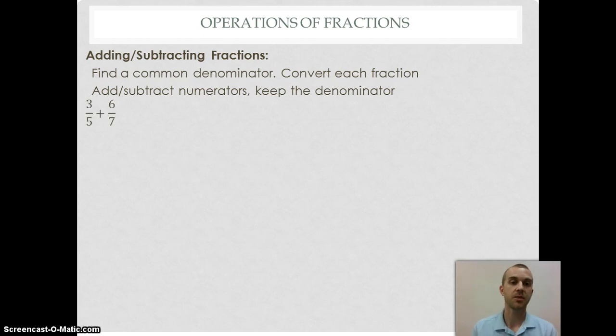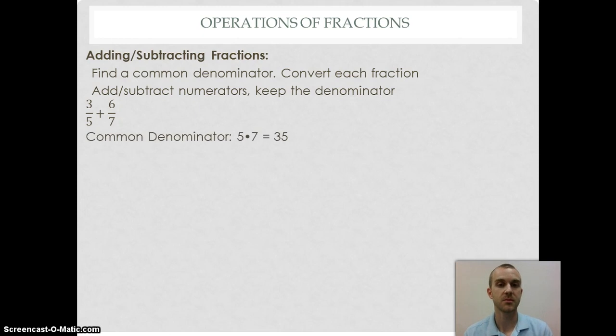For example, if I had 3/5 plus 6/7, I can't add them as they are because I have unlike denominators. So I say, what would be a common denominator for 5 and 7? In this case, it'd be 35 because I could multiply 5 times 7. Now I ask myself, what do I multiply 5 by? I multiply it by 7, so I'm going to multiply the 3 by 7. And for the 6/7, I'm going to multiply both of them by 5.